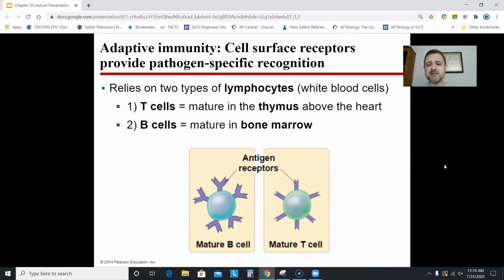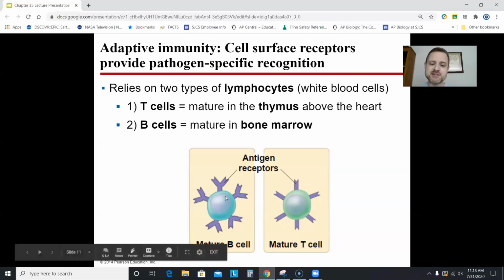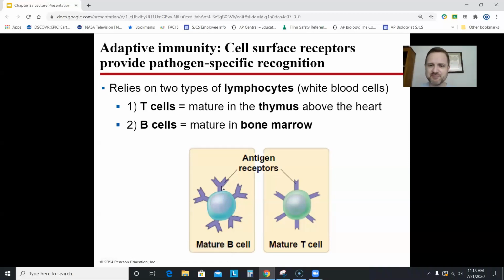T cells are made in the thymus gland, which is above your heart. B cells are made, or mature rather, in your bone marrow. And if you look at these two pictures, this is a super important concept to have in your head. B cells have these Y-shaped membrane surface proteins. T cells have these kind of rod-shaped or maybe eye-shaped. These are called antigen receptors.